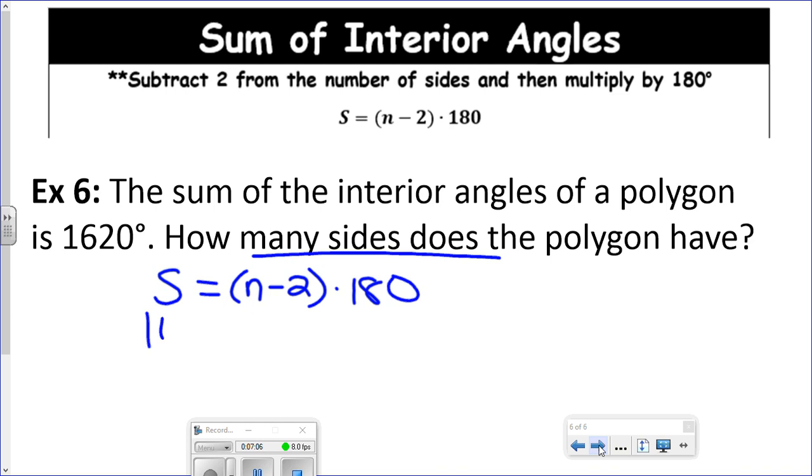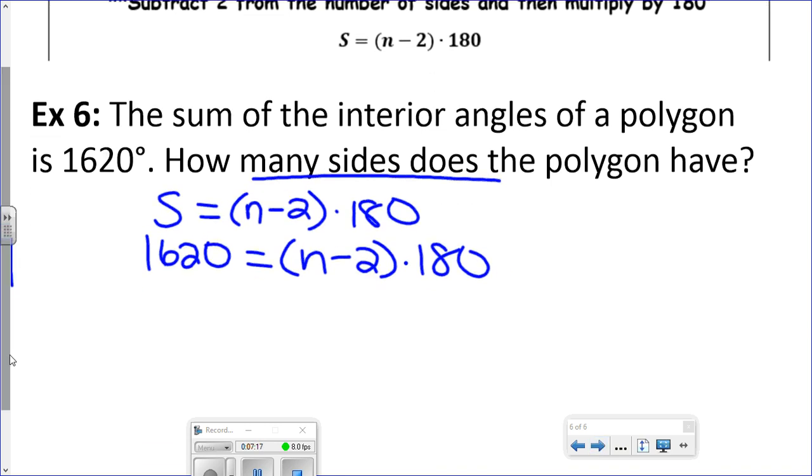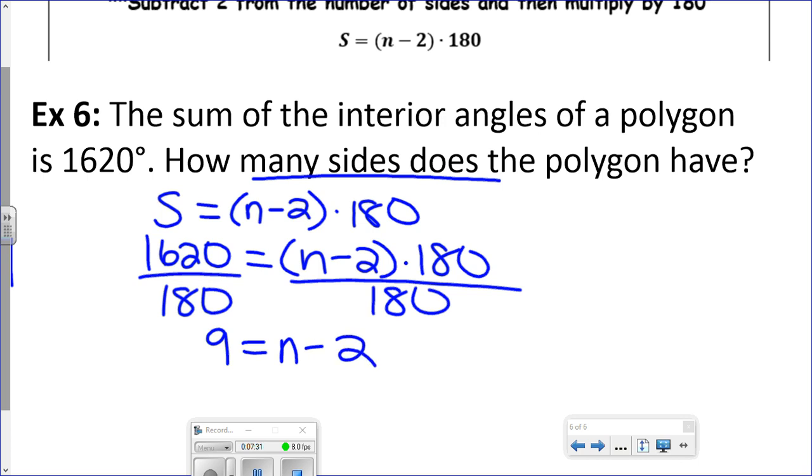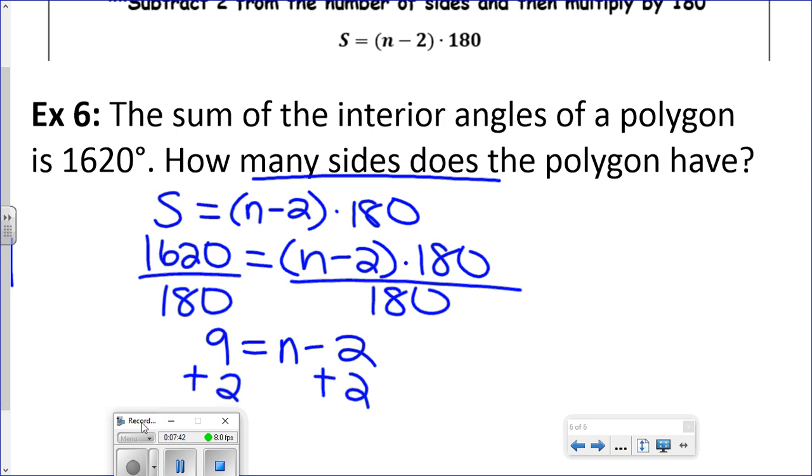So we know the sum is 1,620. Then here's the equation we need to solve. And so in order to get this by itself, because the 180 is being multiplied to the n minus 2, we can divide by 180 to separate it. So when we do this, we end up with 9 equals n minus 2. Be careful not to stop at 9. One of the biggest mistakes is students divide by the 180 and then they think they're done. But they actually have to go back and add the 2, because remember, we end up subtracting the 2 off. And so now 11 equals n.